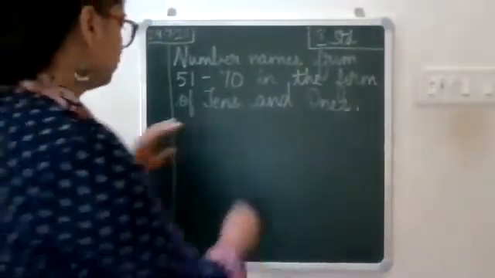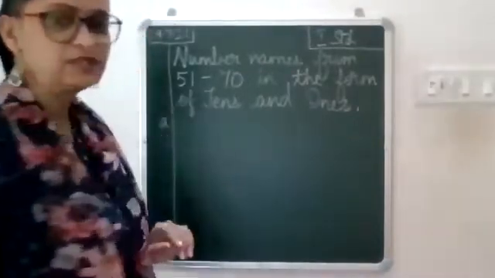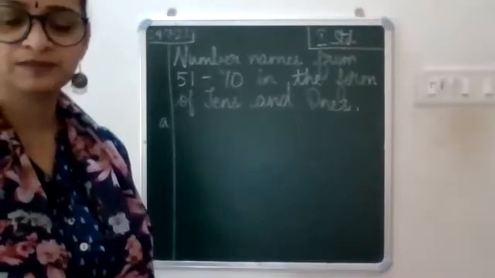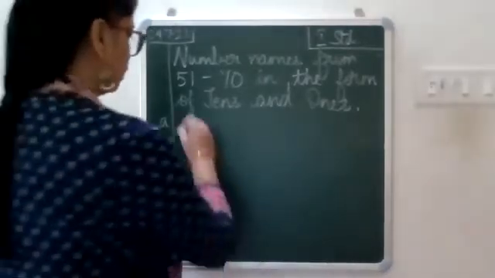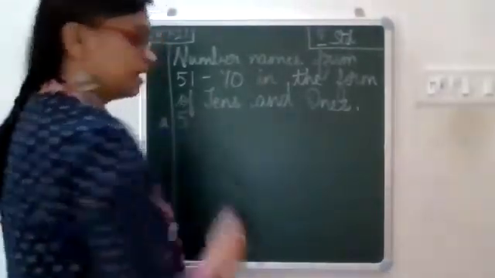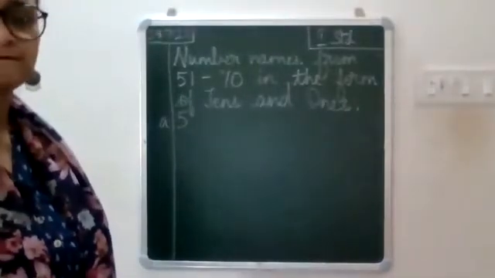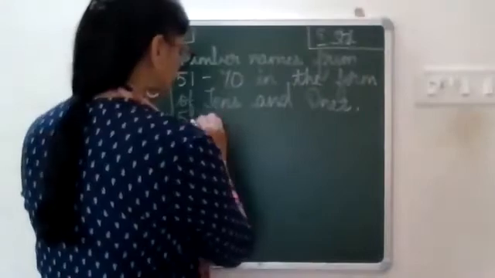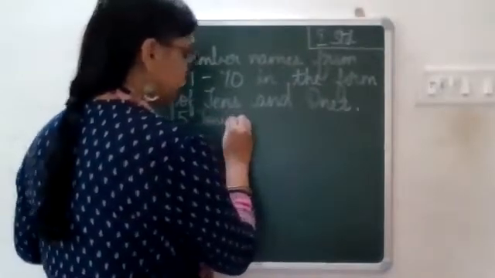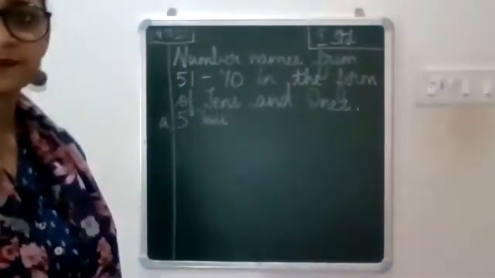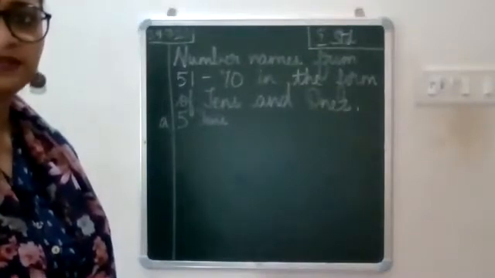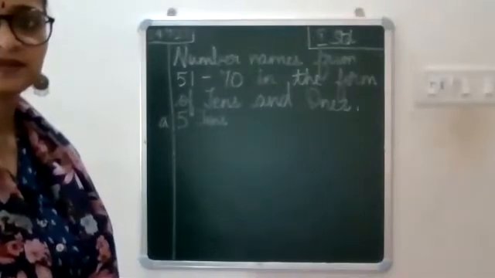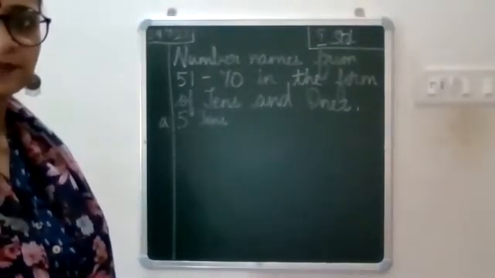Now leave a line, write A in the margin. Write the number 5. Leave one finger space. Write down capital T-E-N-S, Tens.